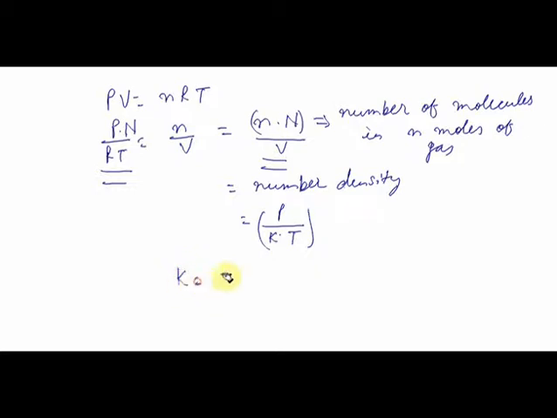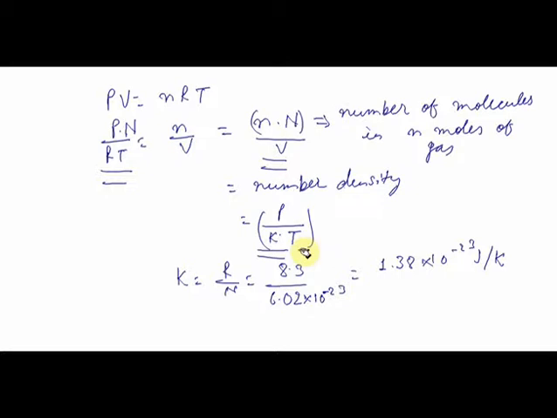As we know that K is R by N, that is 8.3 by 6.02 into 10 to the power 23, so this will be 1.38 into 10 to the power minus 23 joule per Kelvin. So the formula for number density is P by KT, that is at any given pressure and temperature the number of molecules per unit volume of a gas will be equal to P by KT.